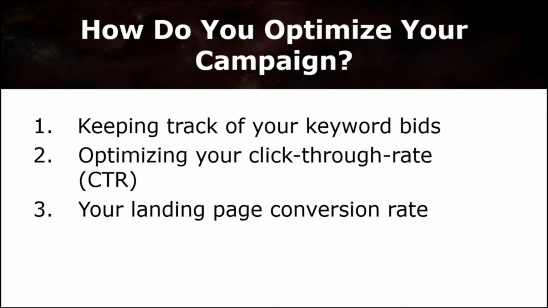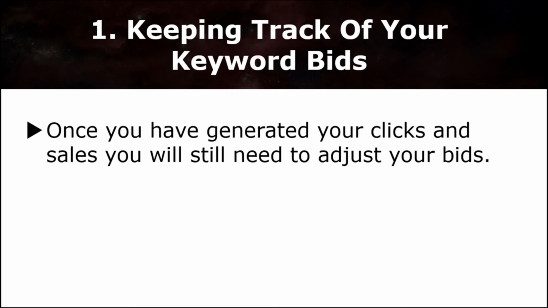The 3 methods are: 1, keeping track of your keyword bids, 2, optimizing your click-through rate, CTR, and 3, your landing page conversion rate. First, keep track of your keyword bids. Once you've generated your clicks and sales, you'll still need to adjust your bids. If your keywords are generating profit, but you're still not ranked as the top campaigner, then you should continue to raise your bidding price. However, if your keywords are not generating any profit, you would eventually have to lower your budget in bidding or pause the campaign to improve your game.